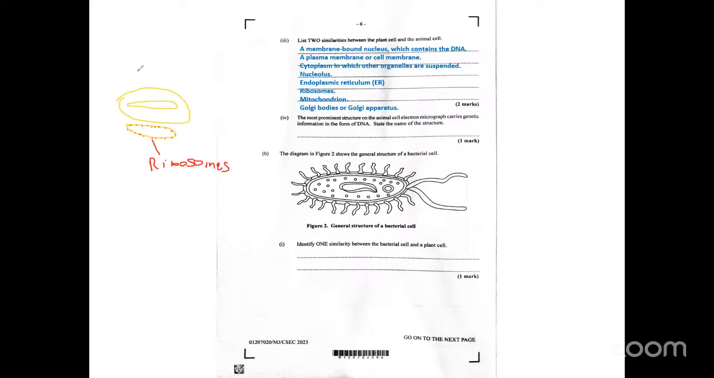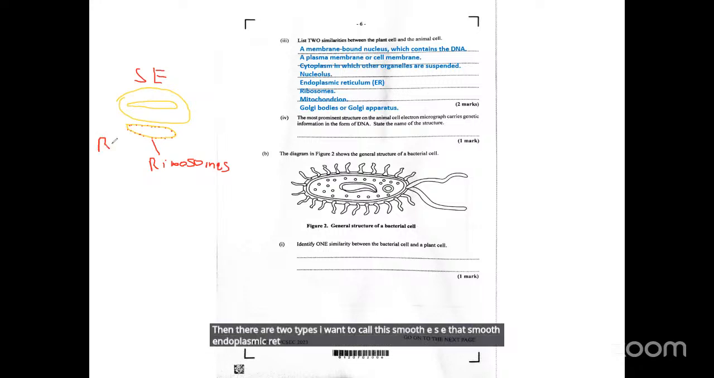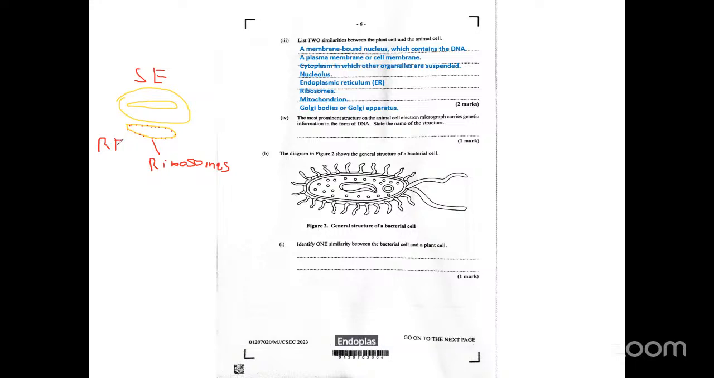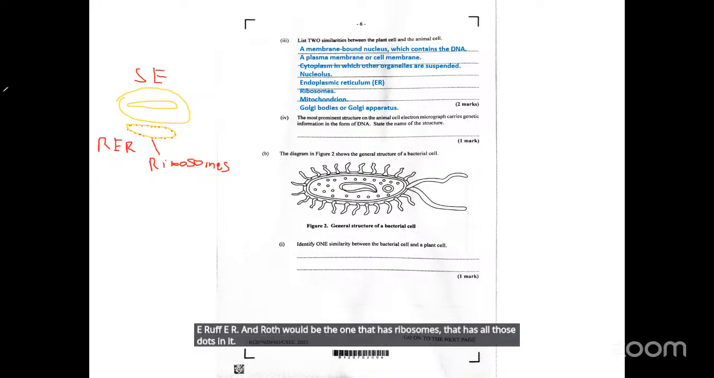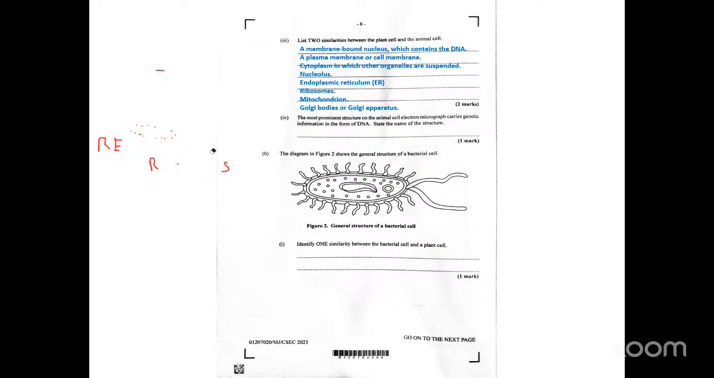So there are two types. We call this smooth ER, that's smooth endoplasmic reticulum, and this is rough ER. Rough would be the one that has ribosomes, all those dots on it. Make sense? Yes, sir. Excellent.